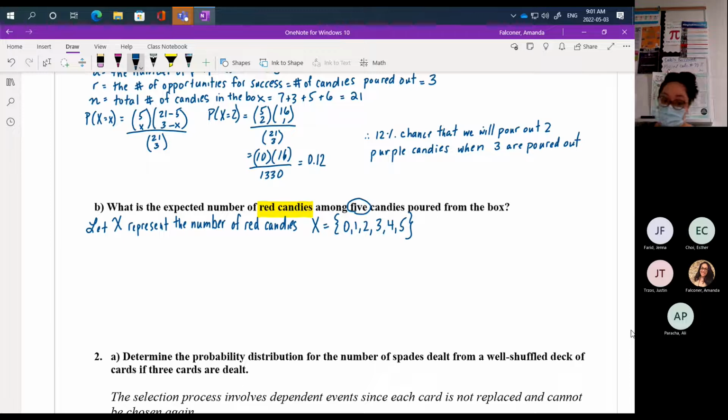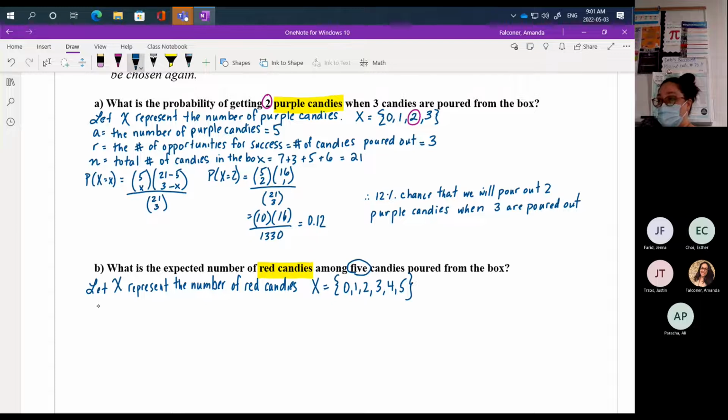Okay. So all of the little letters here will change, right? A is now going to represent, before it represented the number of purple candies, now it's going to be the number of reds. I'm going to do that in short form. So there's a total of 6 reds in the box. R used to be the number of opportunities for success or the number that's poured out. So in this case, now it's 5 candies that are poured from the box.